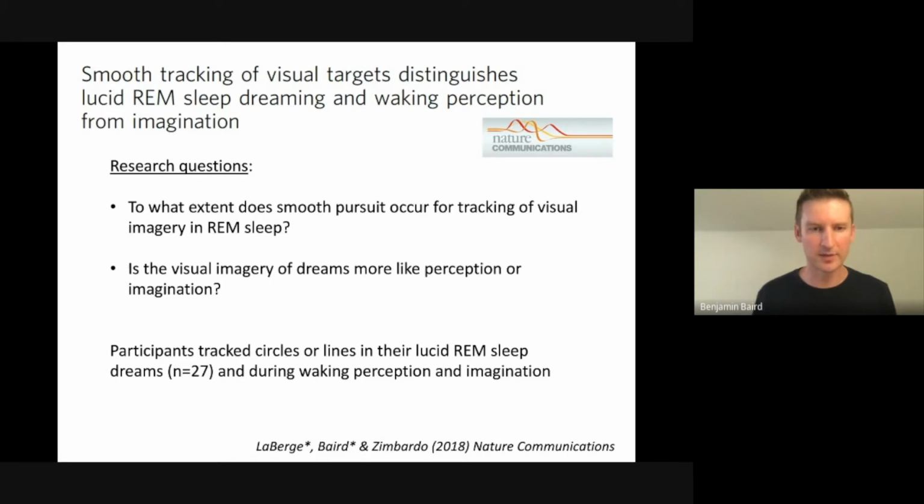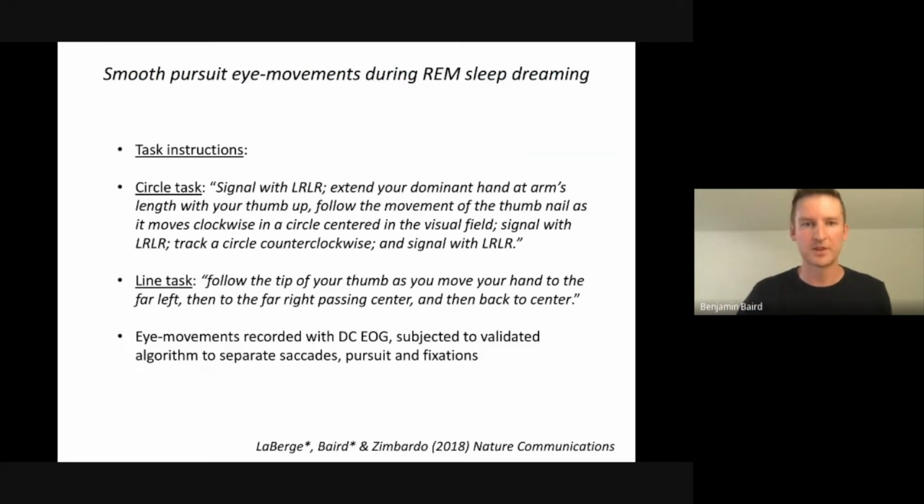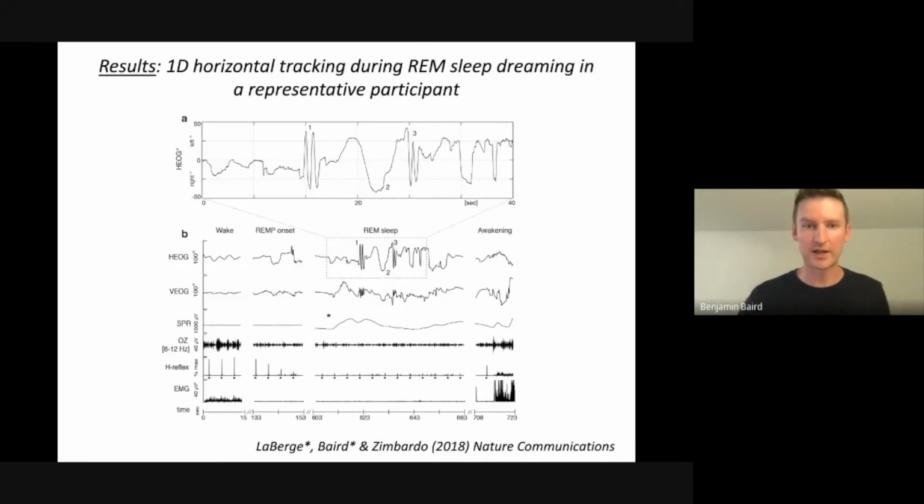Here we had participants track circles or lines in their lucid REM sleep dreams, during waking perception, and during imagination. They tracked a circle, very slowly moving their thumb in a circle, keeping their eyes locked on the tip of their thumb. They also traced a line back and forth, keeping their eyes locked on the tip of their thumb. We recorded their eye movements, and we subjected them to a validated algorithm which separates the saccades, those quick jerky eye movements, from the pursuit eye movements, those smooth, sustained eye movements, and also fixations, just staring straight ahead.